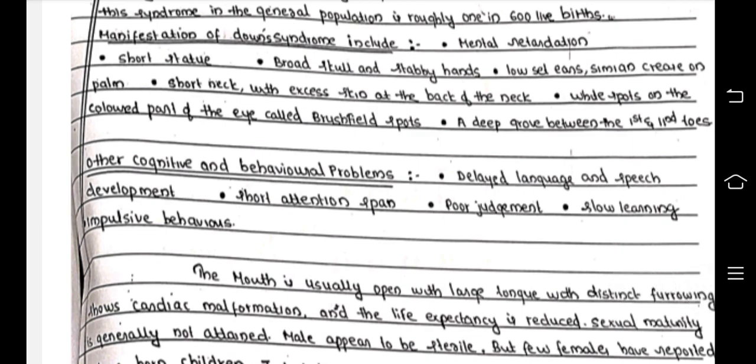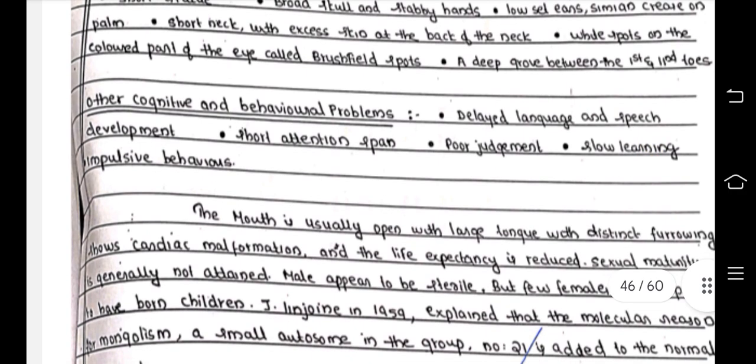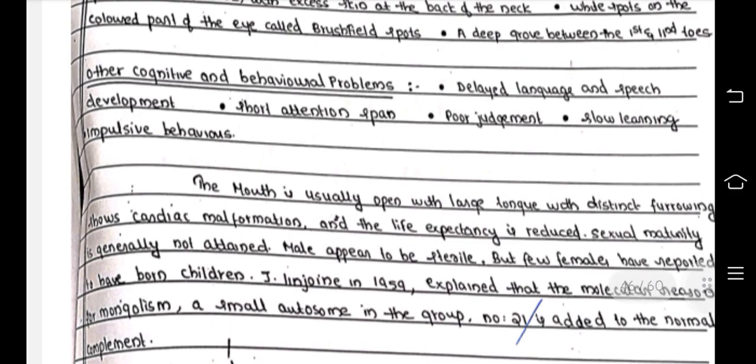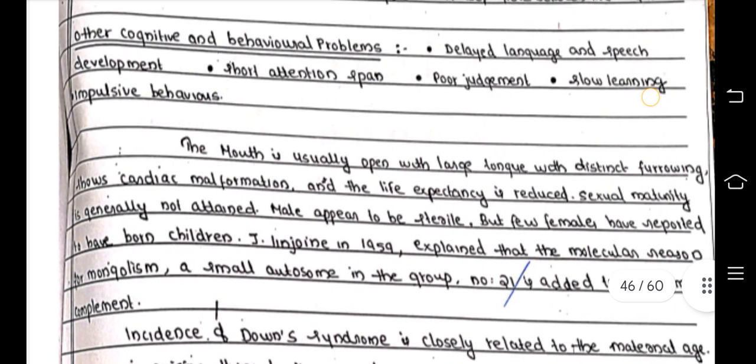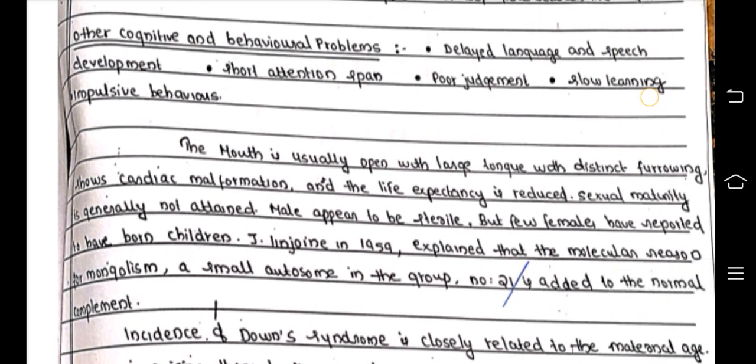Other cognitive and behavioral problems include delayed language and speech development, short attention span, poor judgment, slow learning, and impulsive behavior. The mouth is usually open with a large tongue with distinct furrowing, there is cardiac malformation, and the life expectancy is reduced. Sexual maturity is generally not attained. Males appear to be sterile, but a few females have been reported to have born children.